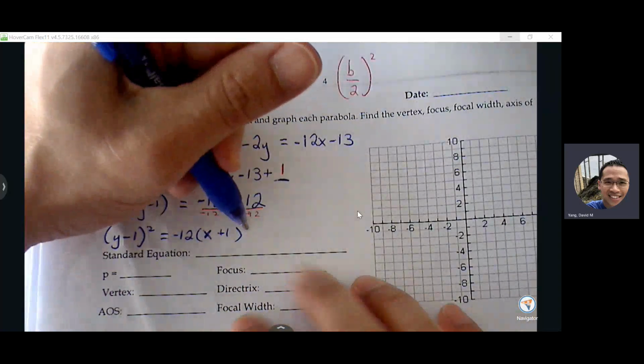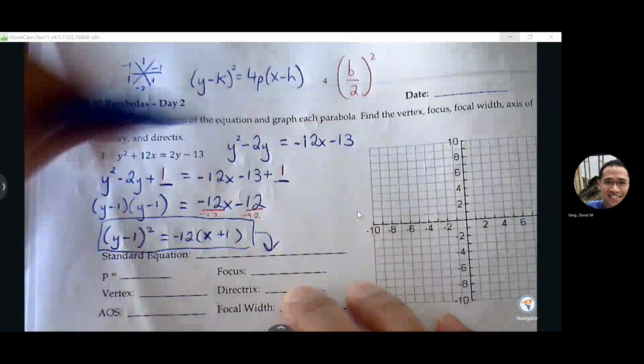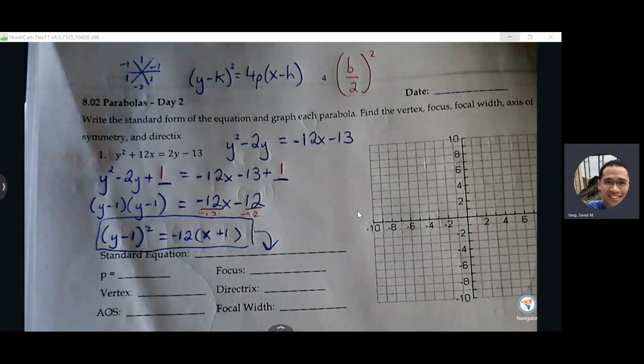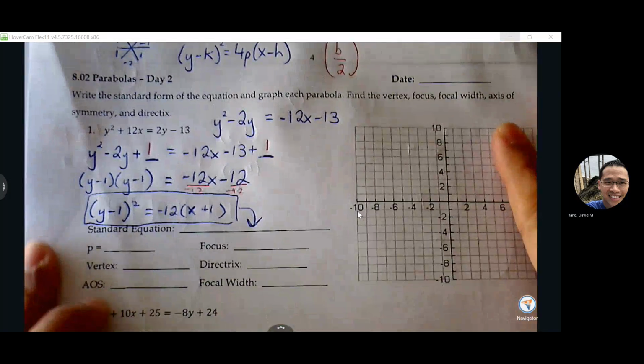So standard equation, I can just rewrite that, or you can just point to it. So now from here, everything will feel familiar from last Friday. But the additional step that we're doing today is getting it into standard form by completing the square. Now you can find your vertex. Now you can go through all the other steps. Okay, so let's finish out this problem.